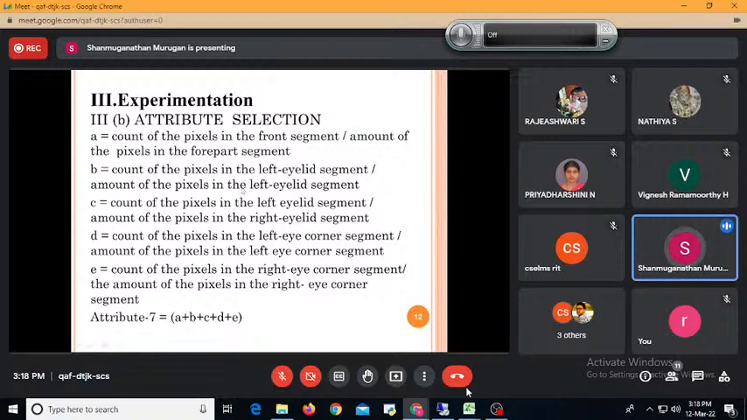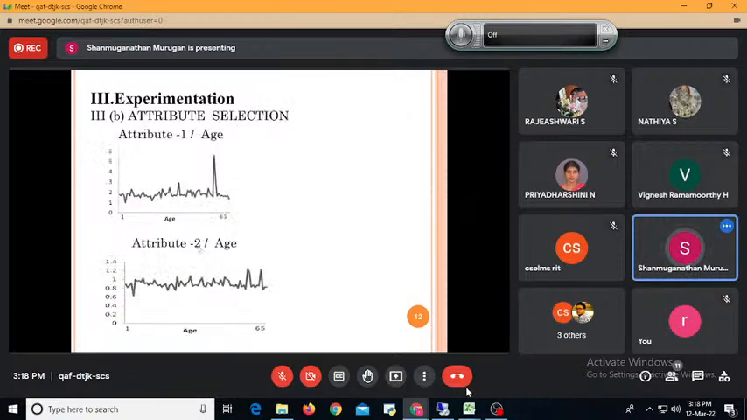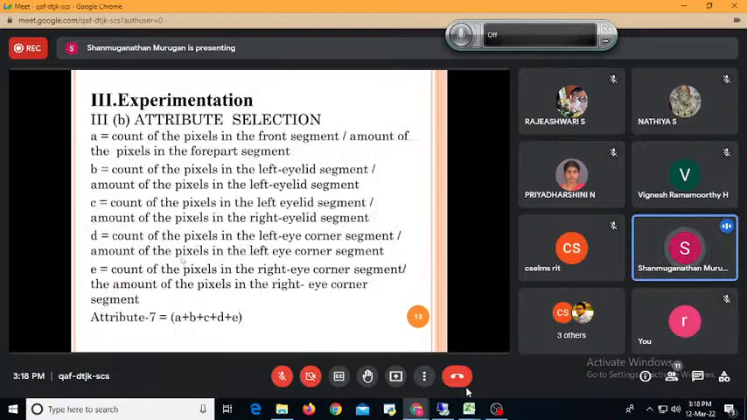It is fairly just a mathematical calculation. C is the count of pixels in the left eye segment divided by the amount of pixels in the right eyelid segment. D similarly, and E we can also find out, using the edge detection method. For attribute 7, we can find it as a plus b plus c plus d plus e. This is the method we are going to use to calculate it.